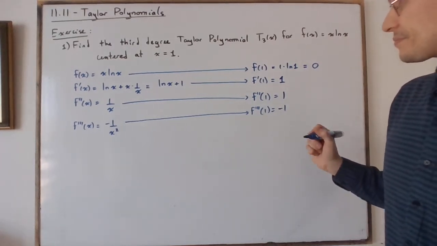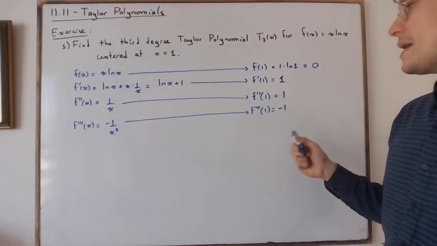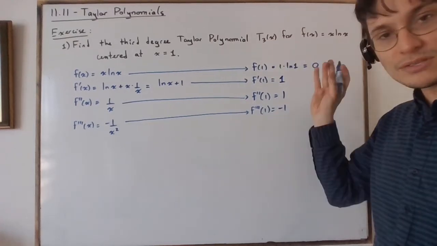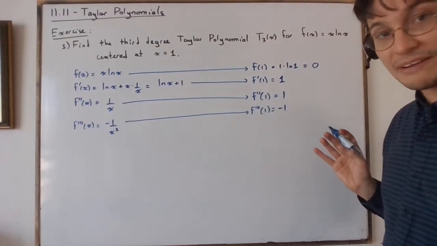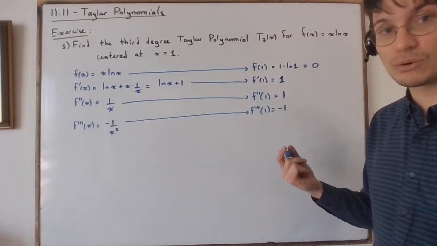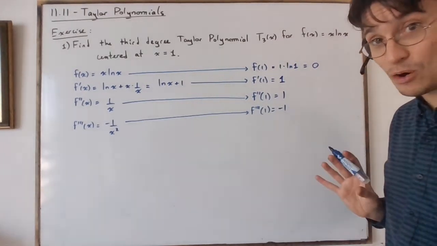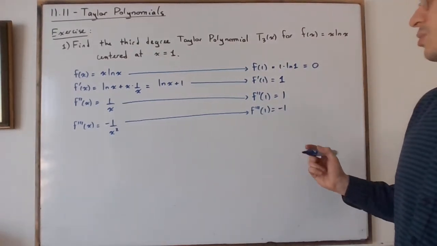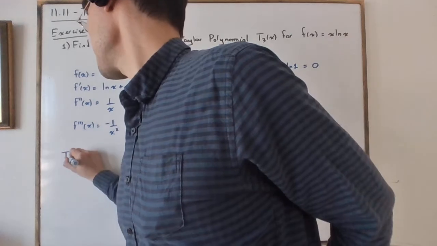Now we have to find the third degree Taylor polynomial, so we don't need to go any further. We will have to find the fourth derivative eventually, but since we don't need it now, I will postpone it. So, T3.